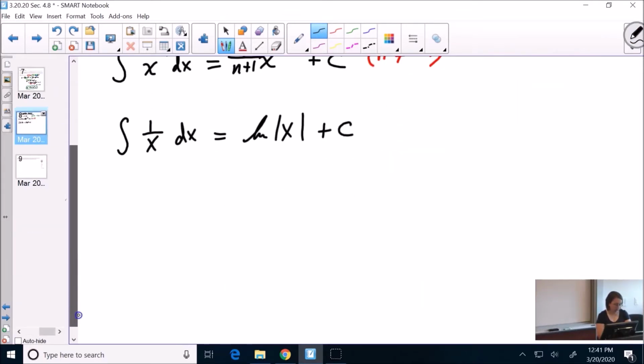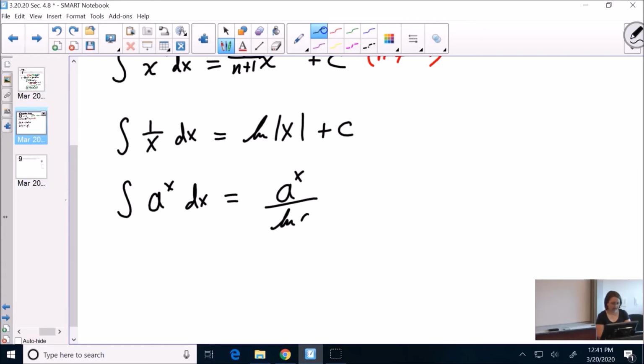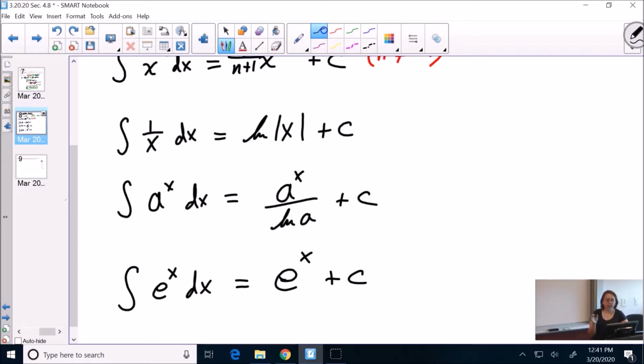Alright. We also talked about the integral of a to the x dx, which is a to the x divided by ln of a. The integral of e to the x dx is e to the x. I'm not worrying about functions in the power right now. I'm just doing the basics.